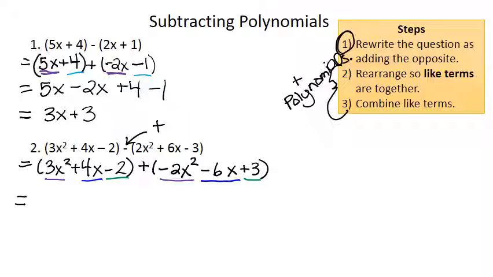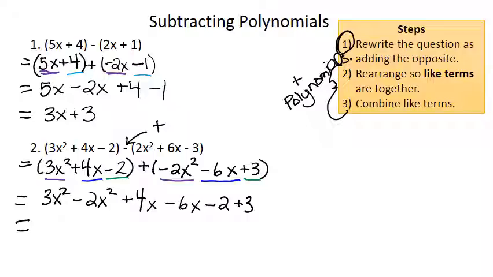So now we are going to rewrite it so that our like terms are together. So we'd have 3x squared minus 2x squared plus 4x minus 6x minus 2 plus 3. Now we're going to do step 3 to combine like terms.